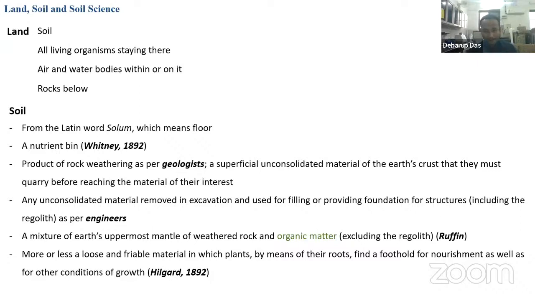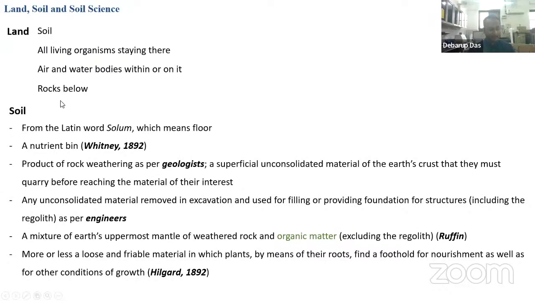What is land? Land is a bigger entity. It's a comprehensive entity that contains soil, all living organisms that are staying on that land, air and water bodies within or on it, and the rocks below that land. All these things are part of land. And soil is basically just a part of land. So soil and land are not the same. Land is a bigger entity which encompasses many things, like these things.